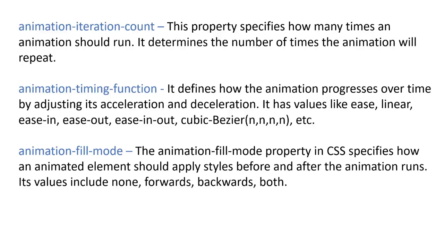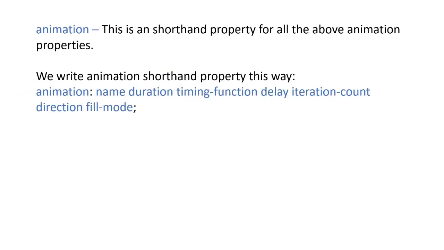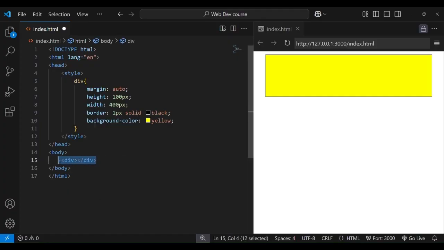Animation fill mode. The animation fill mode property in CSS specifies how an animated element should apply styles before and after the animation runs. Its values include none, forwards, backwards, both. Animation. This is the shorthand property for all the above animation properties. We write the animation shorthand property this way: animation, name, duration, timing function, delay, iteration count, direction, fill mode. You should practice all these properties in order to get perfection in CSS animations.